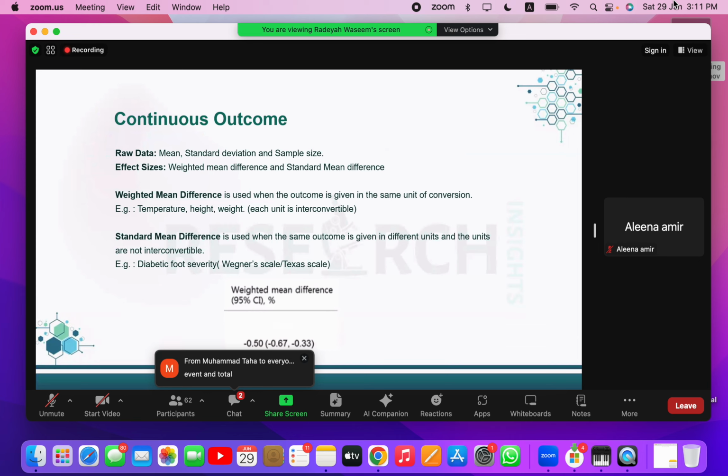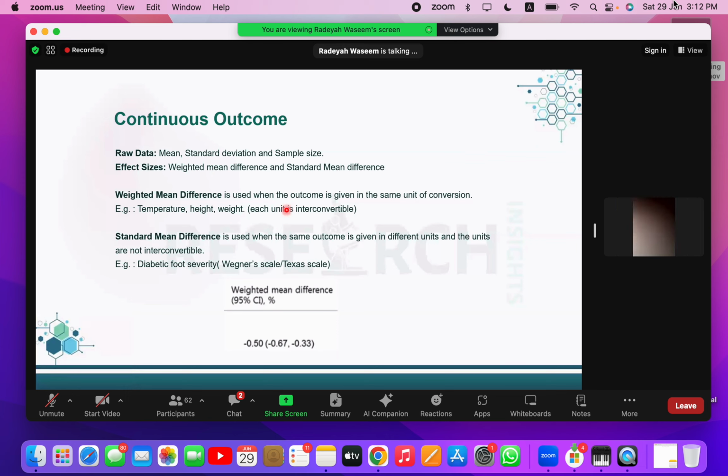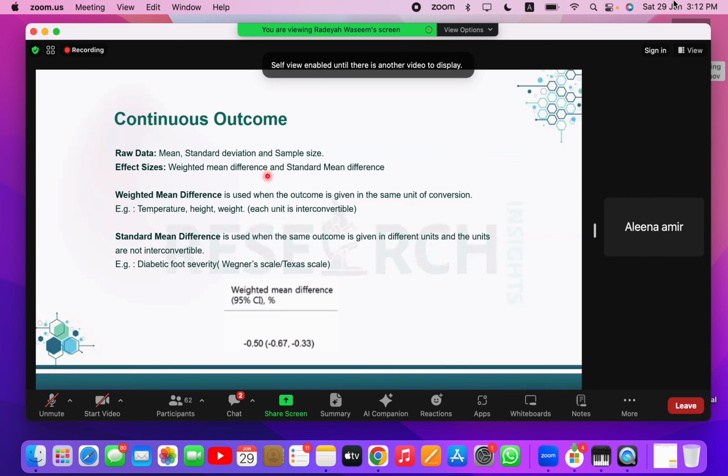Now, continuous outcomes are basically reported in a different way, okay? They are reported in the form of mean, standard deviation, and sample size. And then there are again slight variations. You could have standard error, or you could have median, or you could have interquartile ranges, okay? But when you enter the values on RevMan, you usually enter them in the form of mean, sample size, and standard deviation or standard error.